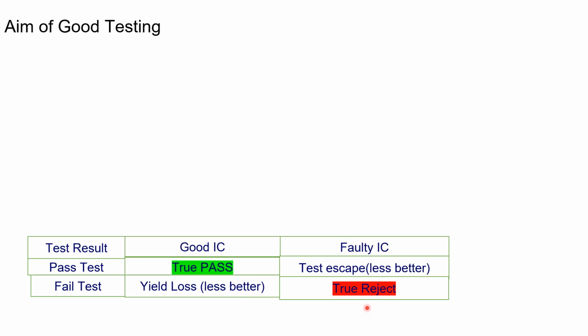Okay, and this is what is important. The green and red are very important. Faulty ICs must fail. Listen, must fail. Right? Bad apple must be a bad apple always. You cannot sell the bad apple in the market.